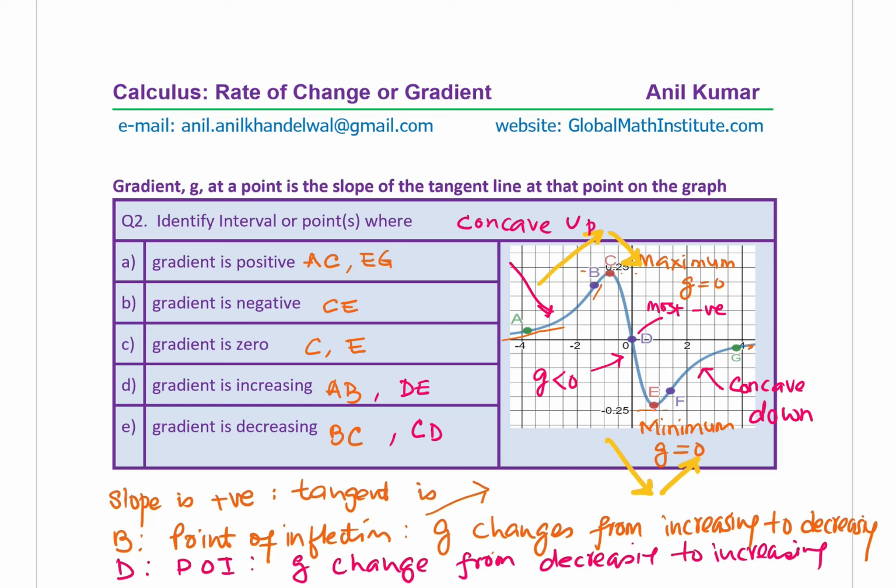Can you correlate this concave up and concave down with increasing or decreasing behavior of the gradient? So observe and write down your observation. So let's move forward to the next question now.